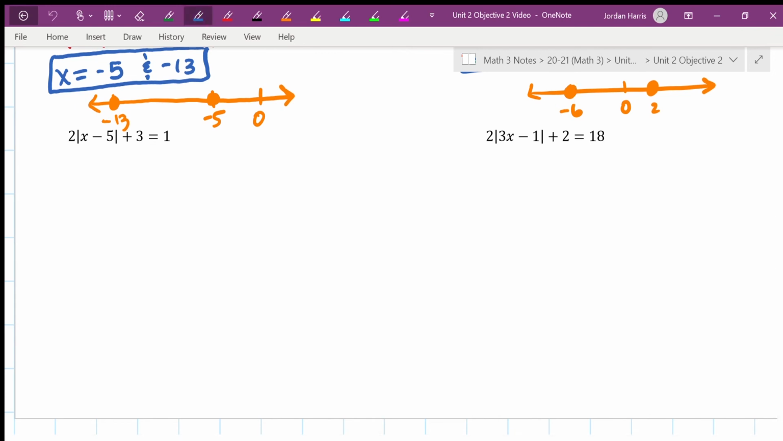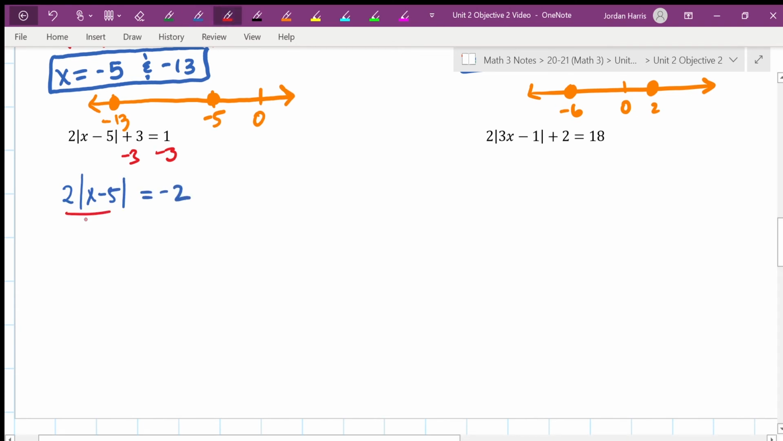All right, next one. Subtract 3 from both sides. Wrong color. Subtract 3 from both sides. I get 2x minus 5 equals a negative 2. Divide by 2. Absolute value of x minus 5 equals negative 1.